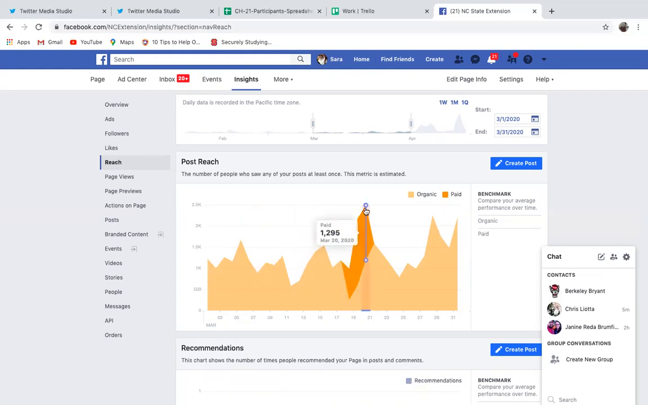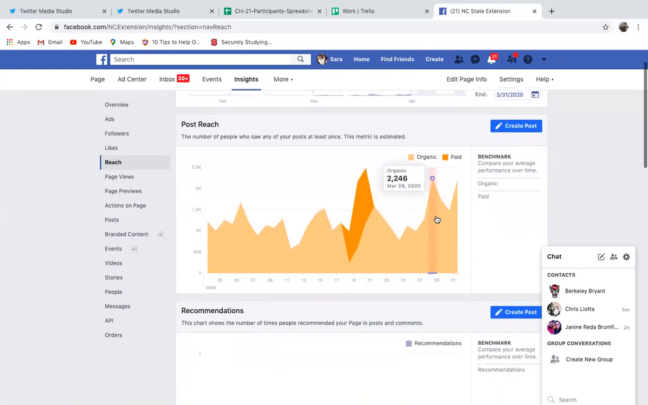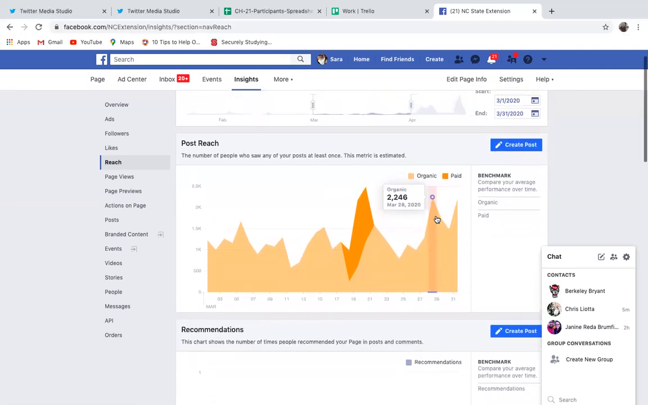So if you see spikes, sometimes it can be because you're running ads, or maybe it could just be a post that you got really good engagement on. So I see March 29th is another time where I got a lot of engagement. So I would look back, or actually it's March 28th. I would look back and see, hey, what did I post on March 28th? Did it get a lot of good engagement? Is that why the reach was high? And dig into that a bit.